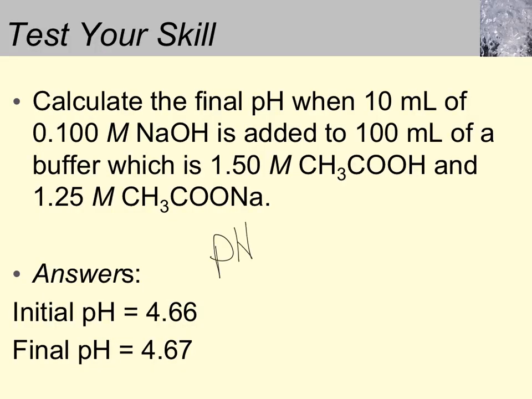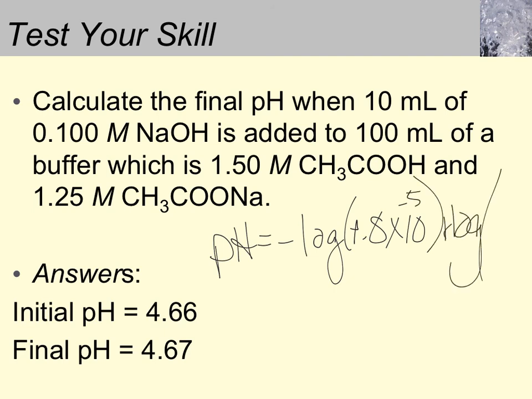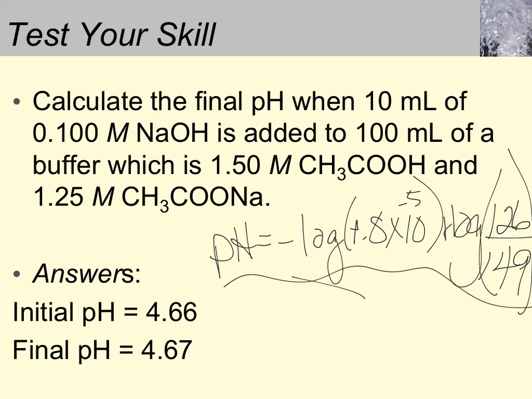So plugging the new values into Henderson-Hasselbalch, okay, remember the concentration or mole value for the base goes on top. So that's 126 millimoles of the base, 149 millimoles of the acetic acid, and when you put all that in your calculator, you should get a final pH after contamination of 4.67. Look how close that is to the original pH of the buffer. Buffer systems are amazing. So that is your introduction to buffers.